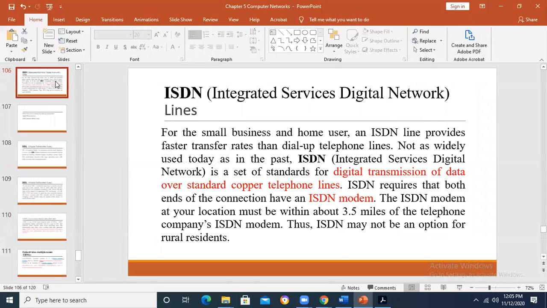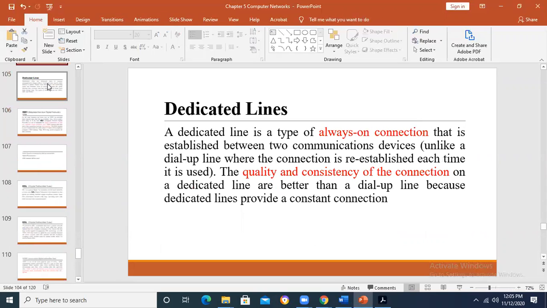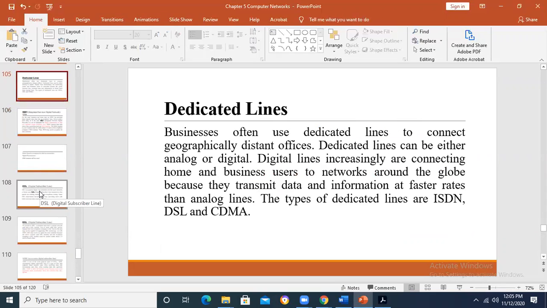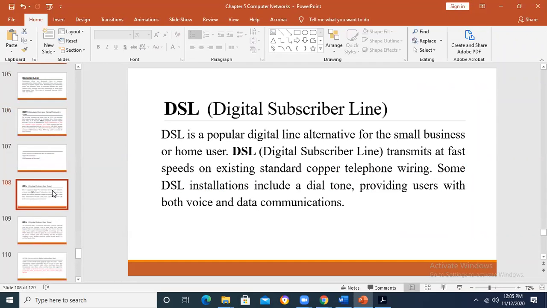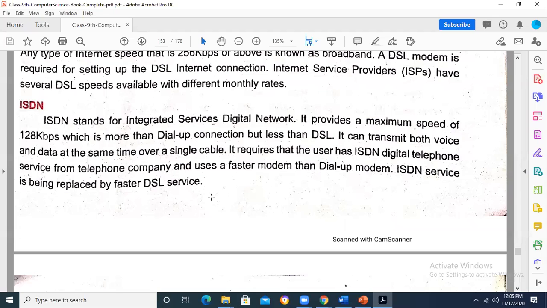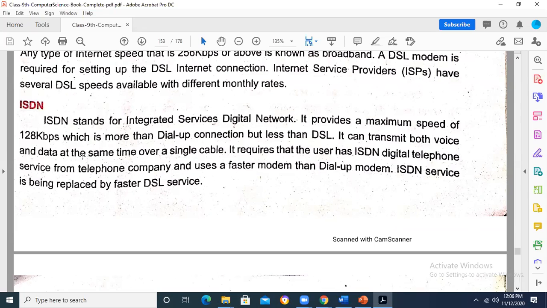Over here we discussed it. First we discussed dial-up, then we discussed DSL, ISDN, and then DSL. In the sequence we discussed them. But over here it is not written in the sequence because ISDN came after dial-up and then DSL was an advanced technology. It can transmit both voice and data at the same time over a single cable.